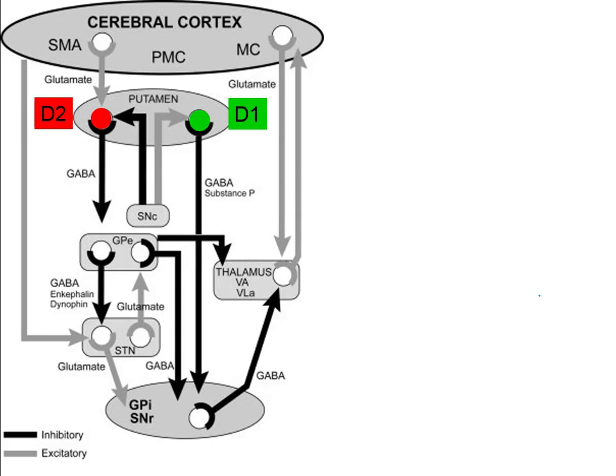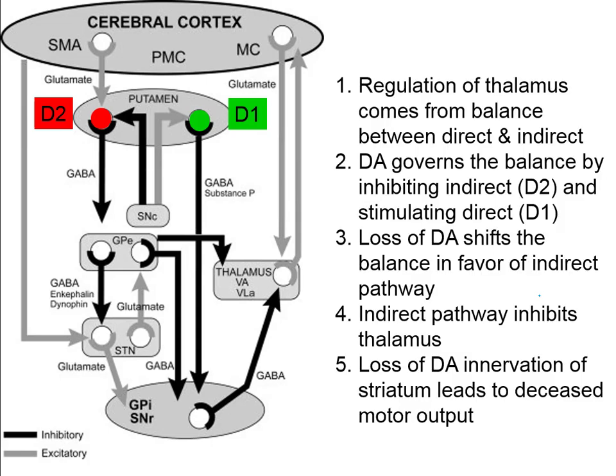Okay? And when you turn it off, you end up with the indirect pathway, which decreases motor activity, overwhelming any direct to allow your motor component. This is just the same slide that I showed when we talked about basal ganglia a week ago.